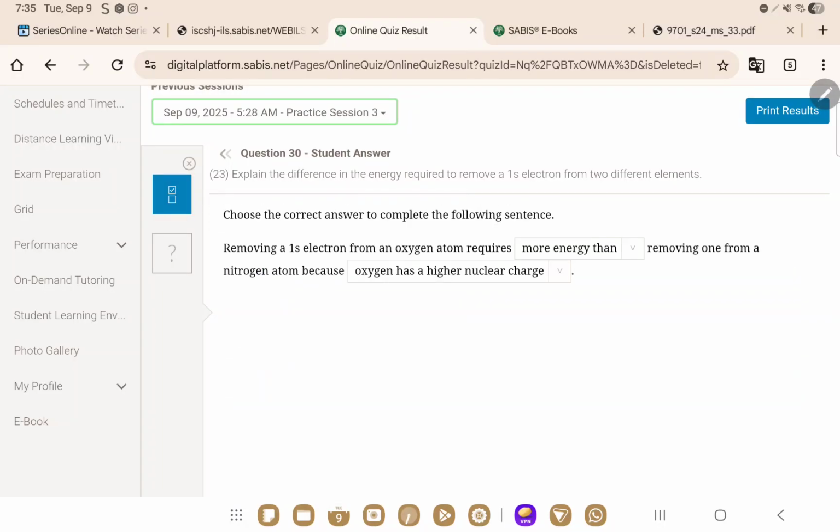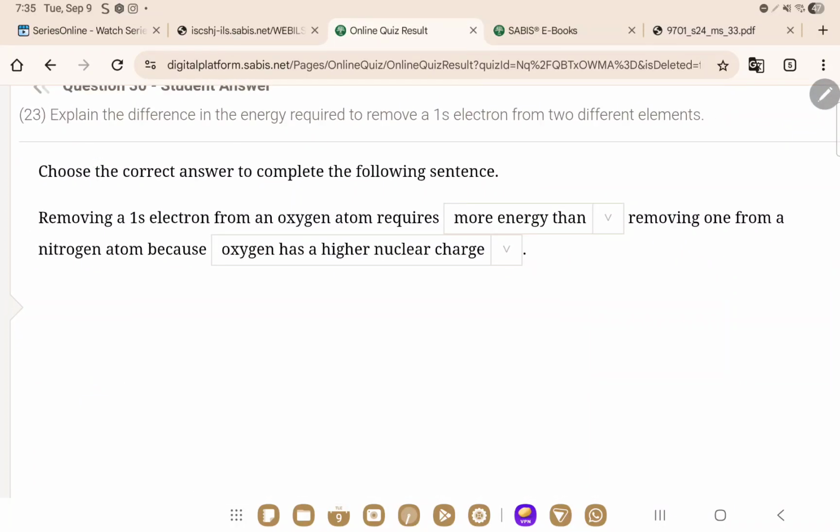Next question. Removing 1s electron from oxygen requires more energy than removing 1 from a nitrogen atom, because oxygen has a nuclear charge. What does this mean? It needs more energy than. Why? Because they have a nuclear charge. So oxygen is a bigger atom than nitrogen. So since oxygen is bigger and it has 1 more proton than nitrogen, it has 1 more positive charge pulling in the electrons. It has 1 more +1 to pull the more -1s.